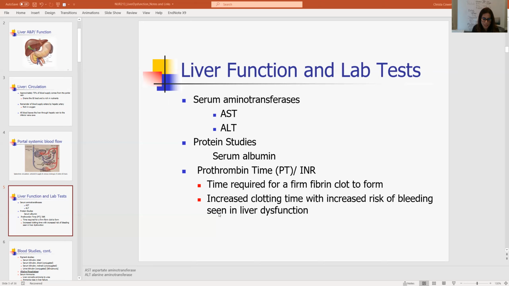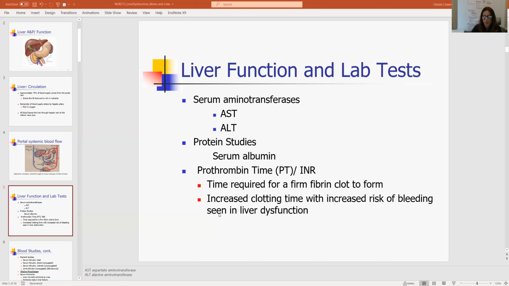The half-life is 20 days. So it takes about 100 days before we start to see a hit in our albumin. So initially, if there's an acute injury, you won't see a drop in the albumin. In other words, it takes a long time before that albumin starts to take a hit.